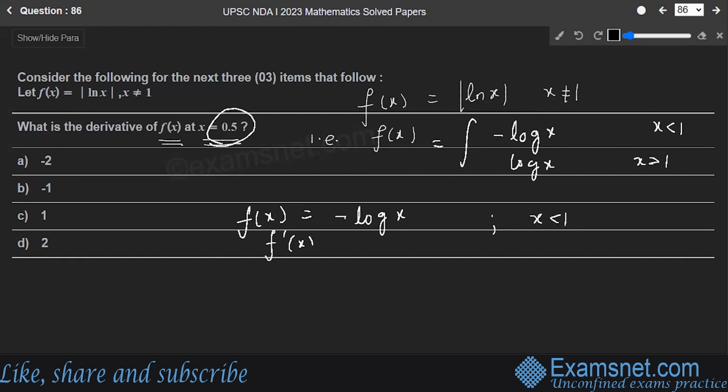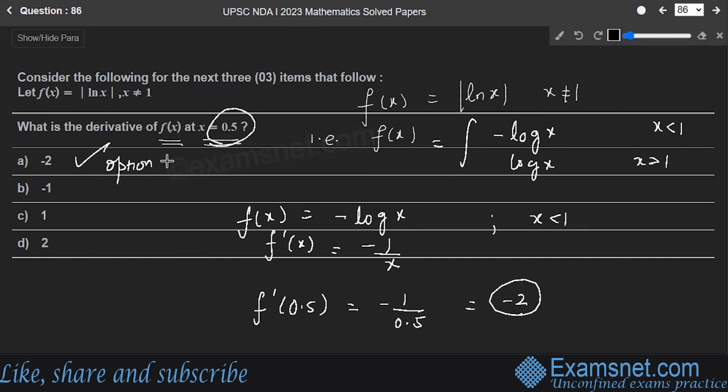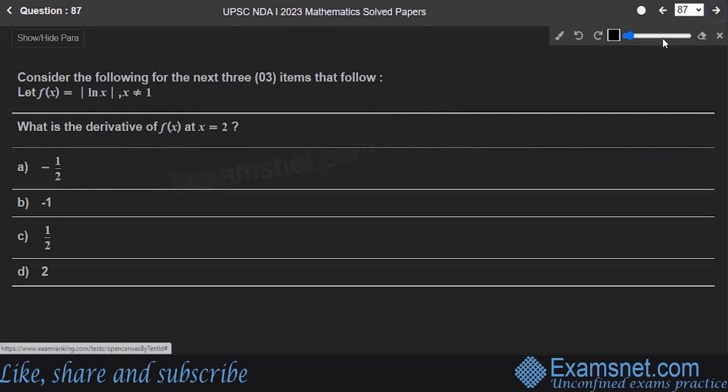Let's find out the first derivative. This has got to be minus 1 by x, and for 0.5, this is equal to minus 0.5, that is minus 2. So option A is the correct answer. Hope you got this. Next question number 87.